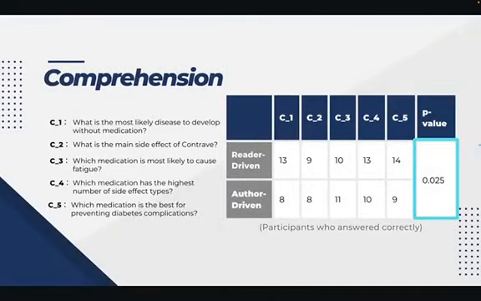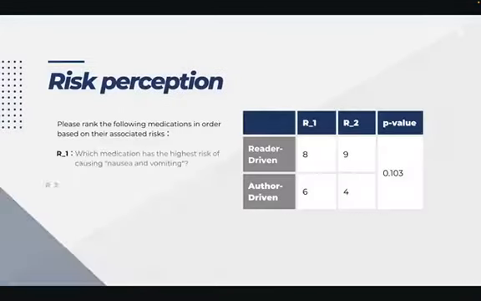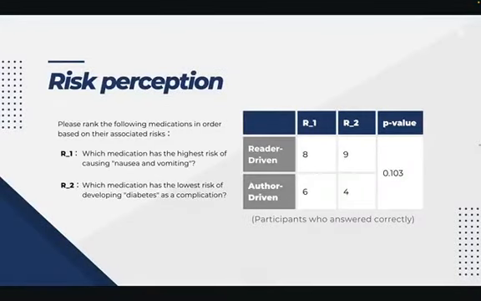To measure participants' comprehension, we used 5 questions, C1 to C5. After analyzing the result using the chi-square test, we found that the reader-driven participants had a significantly higher level of comprehension than the author-driven participants, and the p-value is 0.025. However, the result revealed that there was no significant difference in participant risk perception when they were asked to rank the risk of 3 different medications.